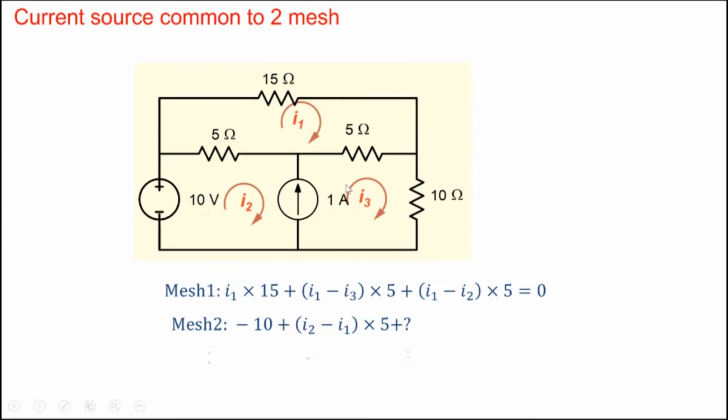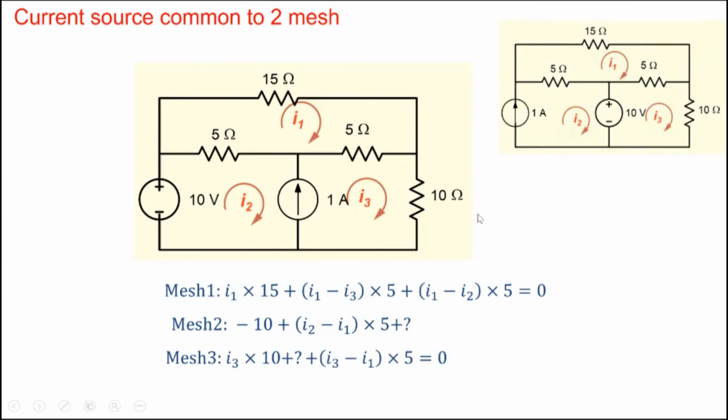Similarly, if we want to write it for this, if we start from here, let's say this I3 into 10, fine, but what is the drop here? We are unable to write, and here will be I3 minus I1 into 5. So we don't know, while writing KVL, what to write in terms of voltage drop across this current source, which is shared between two meshes here, right? Which is common to two meshes here. So we are unable to proceed, and the procedure is the same.